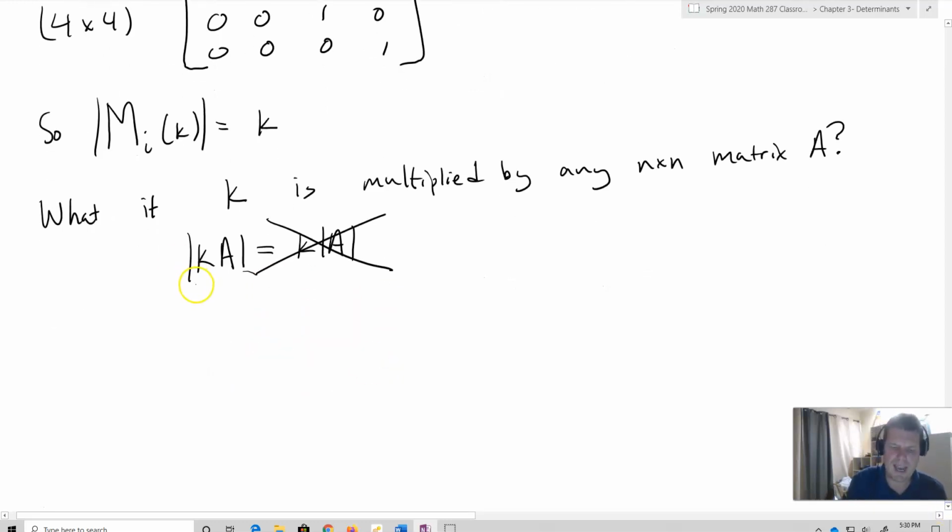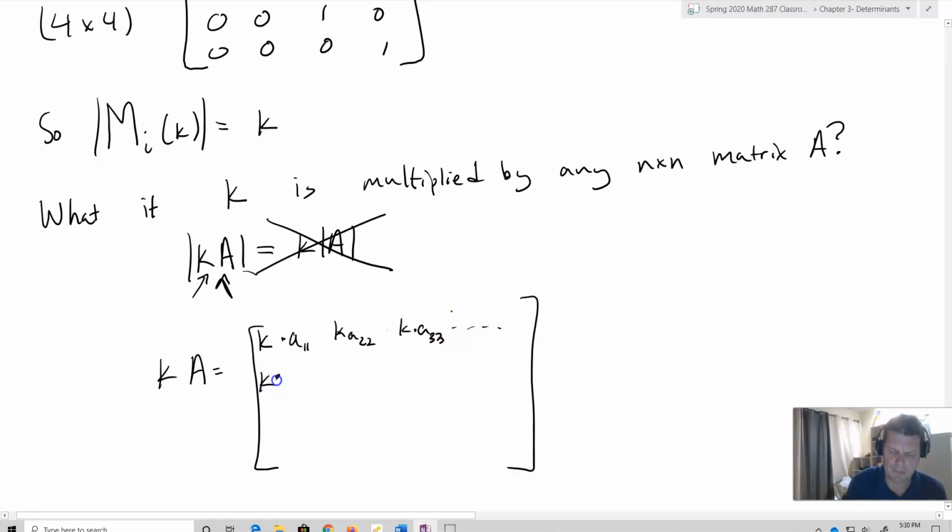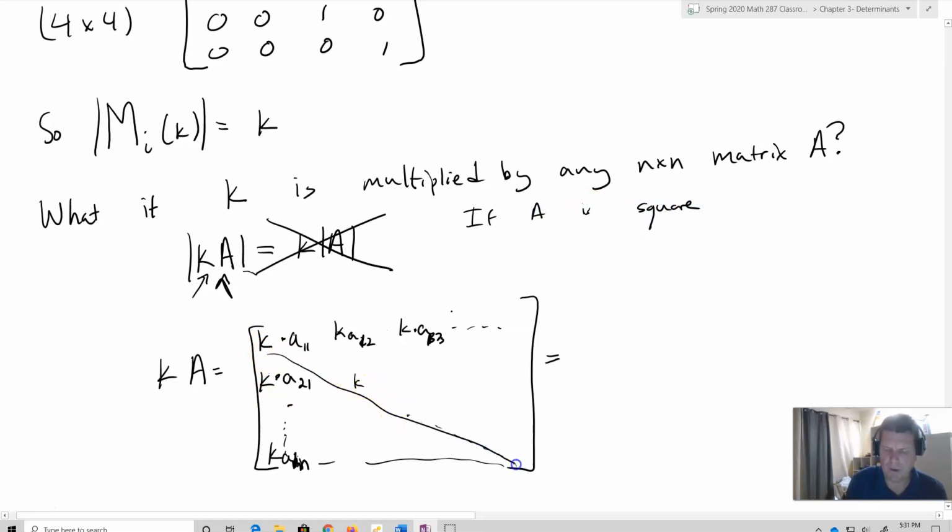And here's why. When we multiply K times A, K times A is actually K times every element: K times A11, K times A22, K times A33, and so on and so forth, K times A21, and so on down to K times A1N, and all the way over. So if A is square, we end up with K multiplied by every value along the diagonal. In fact, everything is going to be multiplied by K.